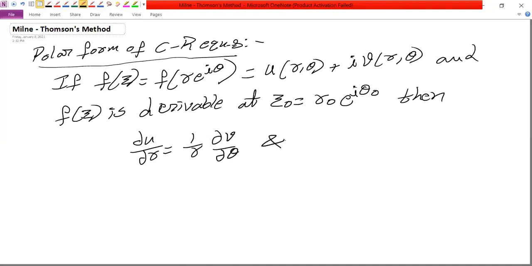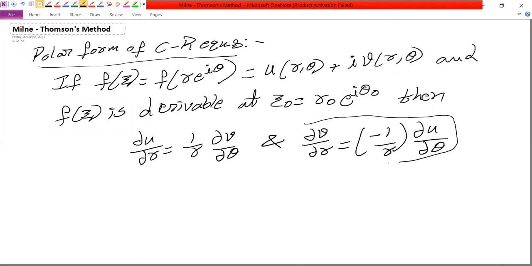And the other CR equation is dou v by dou r equals minus 1 by r into dou u by dou theta. These are the two CR equations in polar form.